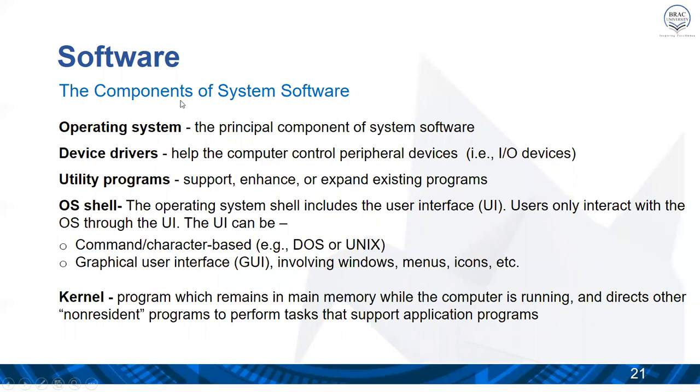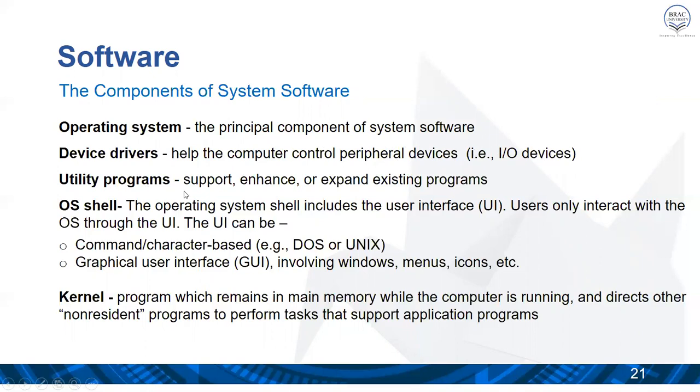If we want to summarize the functionalities of the components of system software, they can be expressed as follows. Operating system, the principal component of the system software. Device drivers, they help the computer control peripheral devices. That means the IO devices.